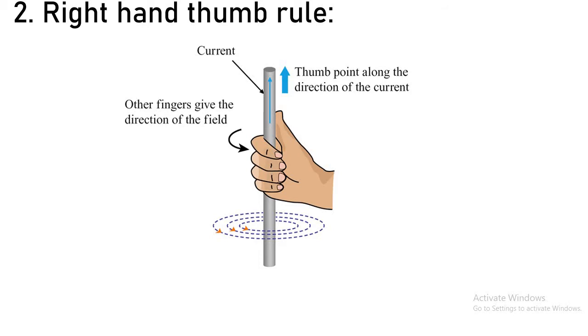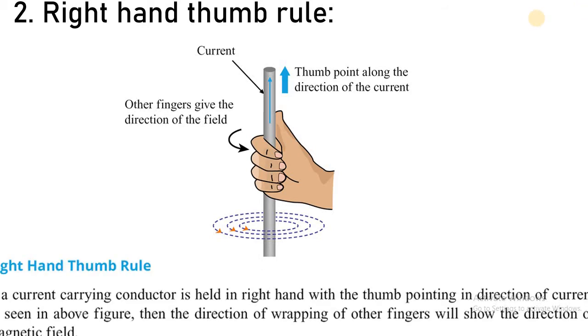Everybody understood clearly, because hereafter we are going to implement that rule to solve the numerical examples. Everybody understood clearly, or once again should I repeat it? Any problem? No, ma'am.